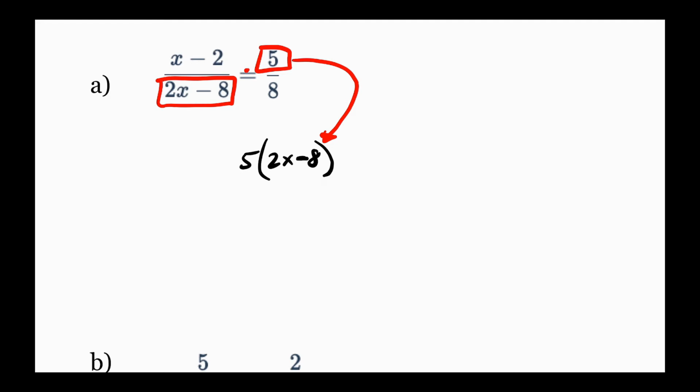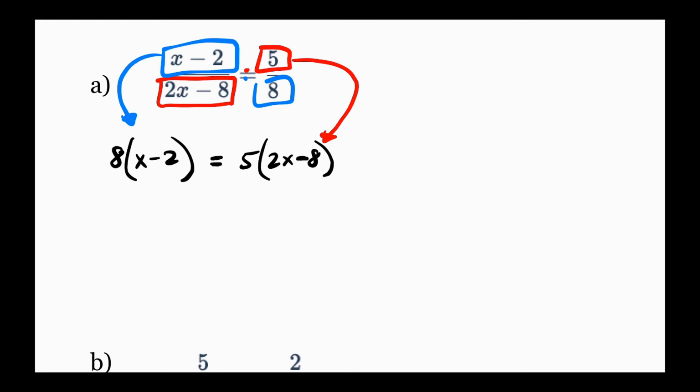And then you go the other way. Start with 8, then multiply this guy, and go that way as well. So 8 times x minus 2, and then the equal sign stays in the middle. Equal sign always stays in the middle. Now no more fractions. Fractions are gone, which is what we like, right? So that's the first step, cross multiply.